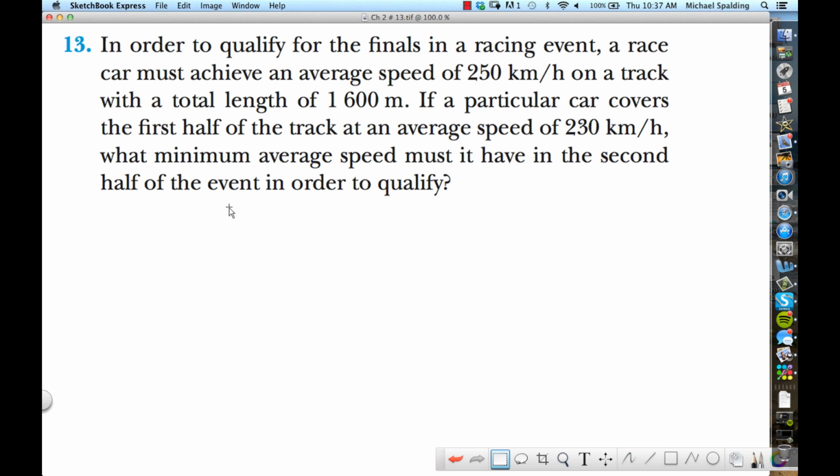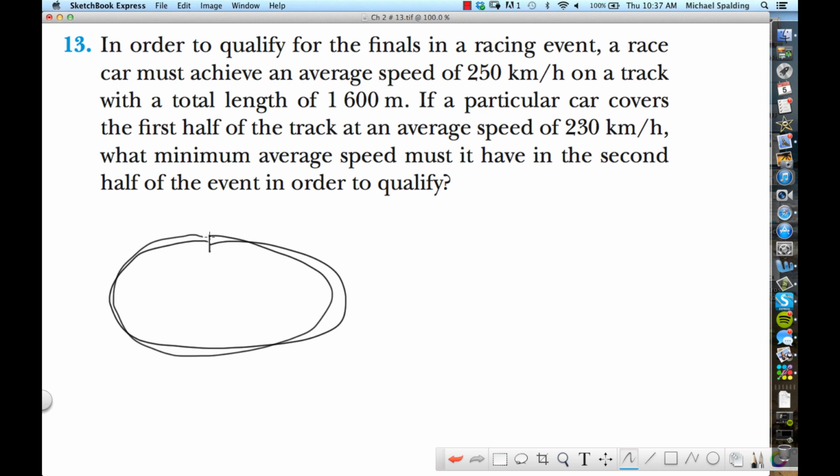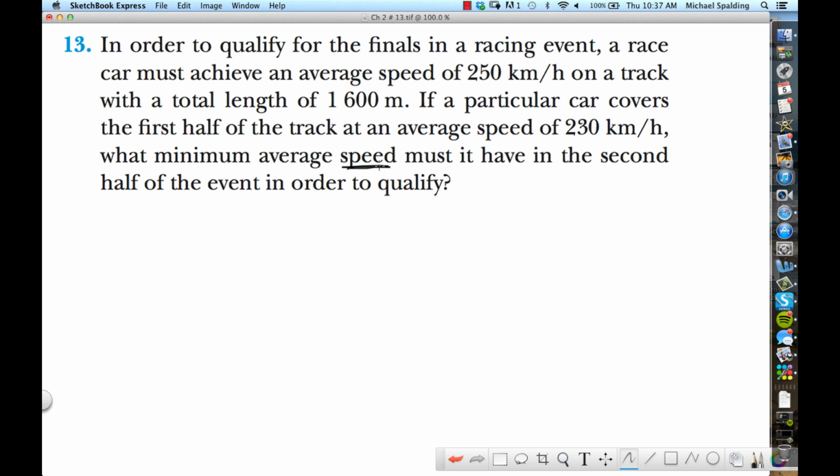If you think about it like this, here's the racetrack like that. So the car goes around like that. What's the displacement? Zero. So here's how I'm going to think about this problem. And by the way, notice they're using the word speed.